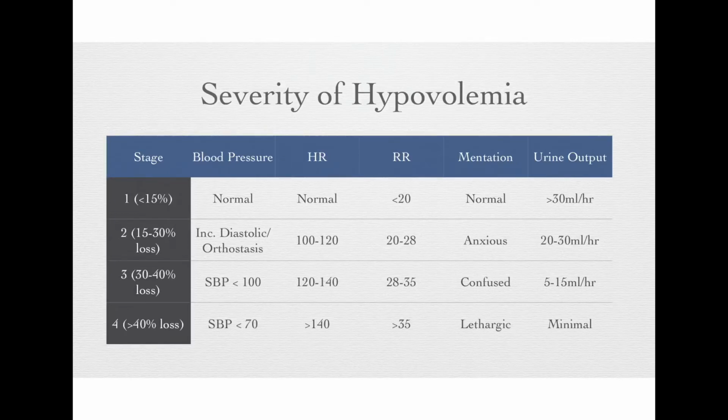Finally, with more than 40% of blood loss, the systolic blood pressure is less than 70, heart rate is greater than 140, respiratory rate greater than 35. The patient is becoming very poorly responsive and has almost minimal to no urine output.